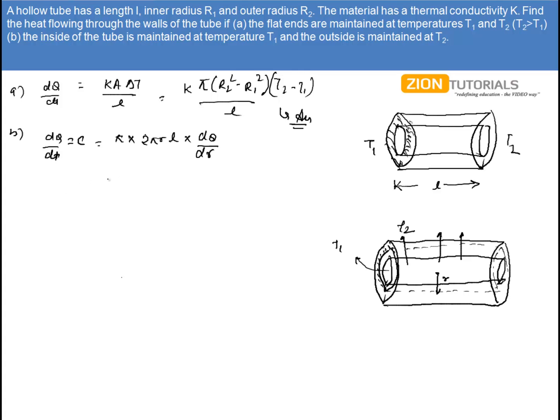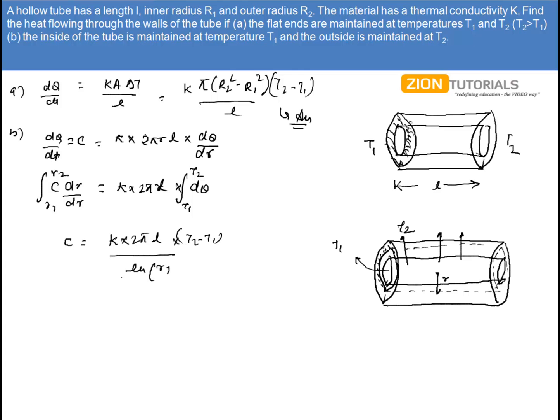Fine. So just doing the same thing again, I have C dr by r is equal to K 2 pi L into d theta, where theta varies from T1 to T2, and r varies from R1 to R2. So I have the same, that is K 2 pi L into T2 minus T1 divided by natural log of R2 by R1. Okay. This is my answer.